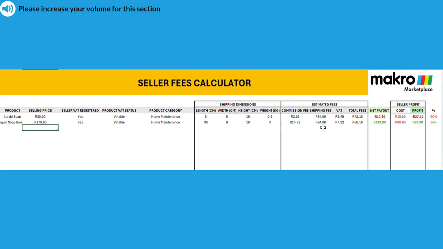That is how you should use this fees calculator to see if you are able to bundle the product. It doesn't have to be a bundle of 6. Maybe it works out as a bundle of 4. You can do the economics to understand what will work for you and your business.